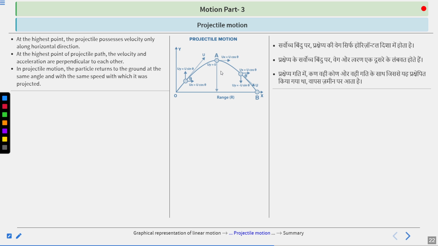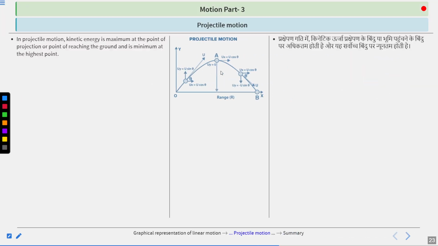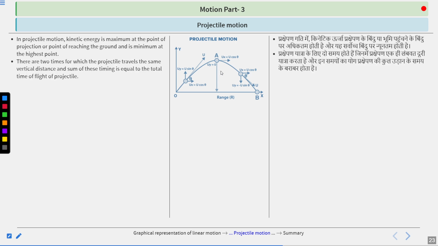In projectile motion, the particle returns to the ground at the same angle and with the same speed with which it was projected. In projectile motion, kinetic energy is maximum at the point of projection or point of reaching the ground and minimum at the highest point. There are two times for which the projectile travels the same vertical distance, and the sum of these timings is equal to the total time of flight of the projectile.